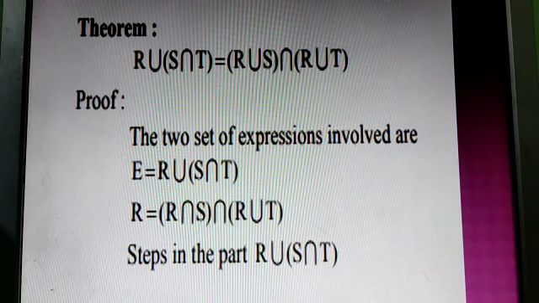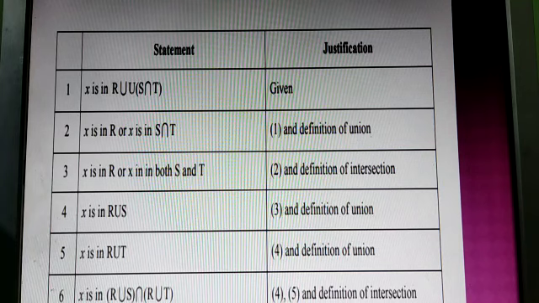Here we consider one example theorem. R union S intersection T equal to R union S intersection R union T. Here we consider the left hand side, R union S intersection T, as E and the right hand side, R union S intersection R union T, as F. So this is the statement.